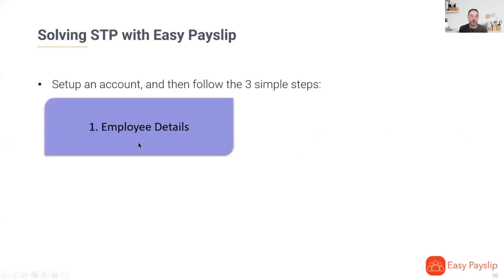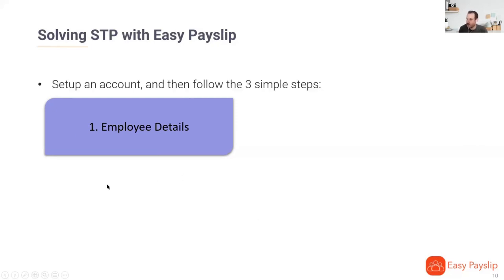Once you've done that, to start doing payroll and STP, there are 3 steps. The first one is you enter employee details. This is where you create an employee record that says who your employee is and some other basic information about them, like their tax file number, their contact information, and their tax status. For example, are they a resident? Do they receive the tax-free threshold? The kind of information that should all be included on the tax file number declaration form. That's a step you only need to do once for each employee.